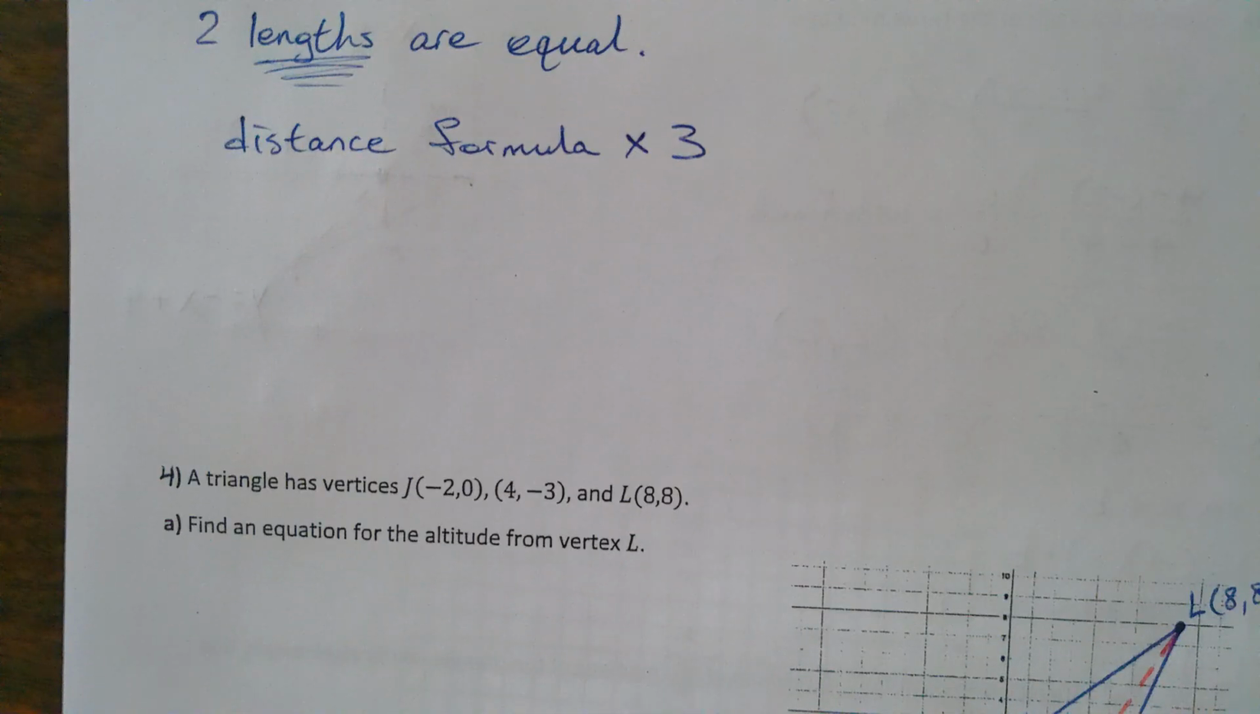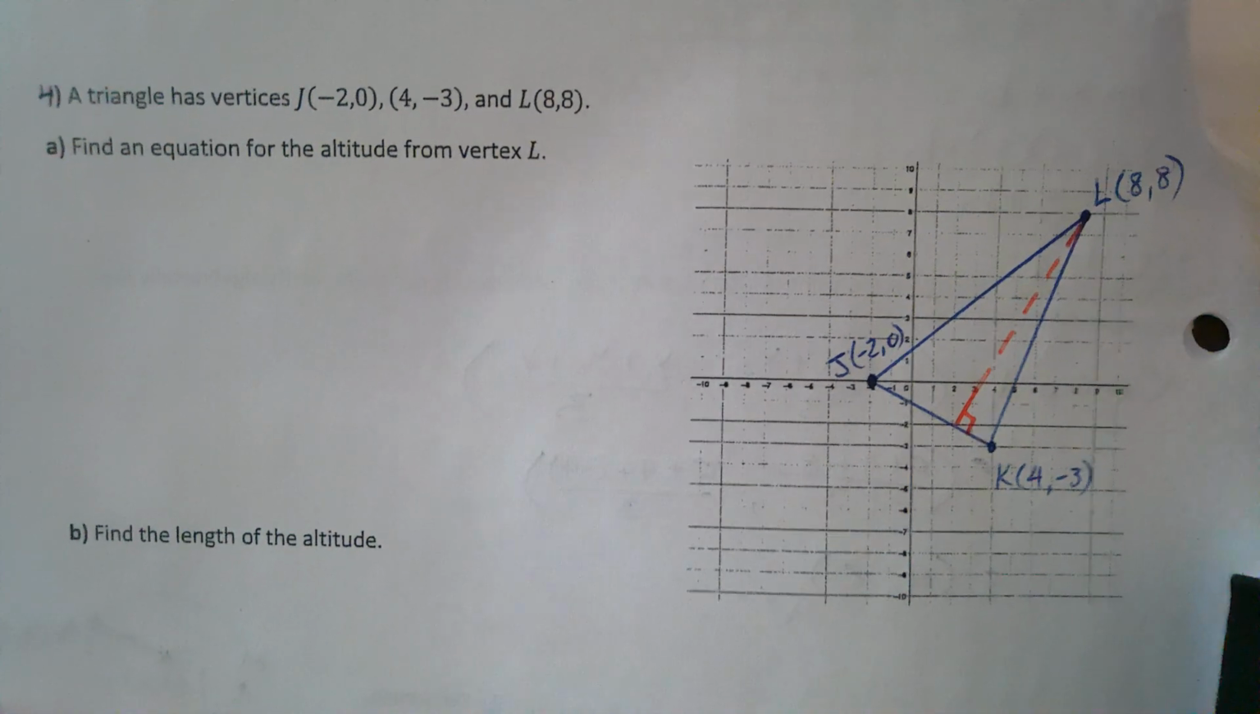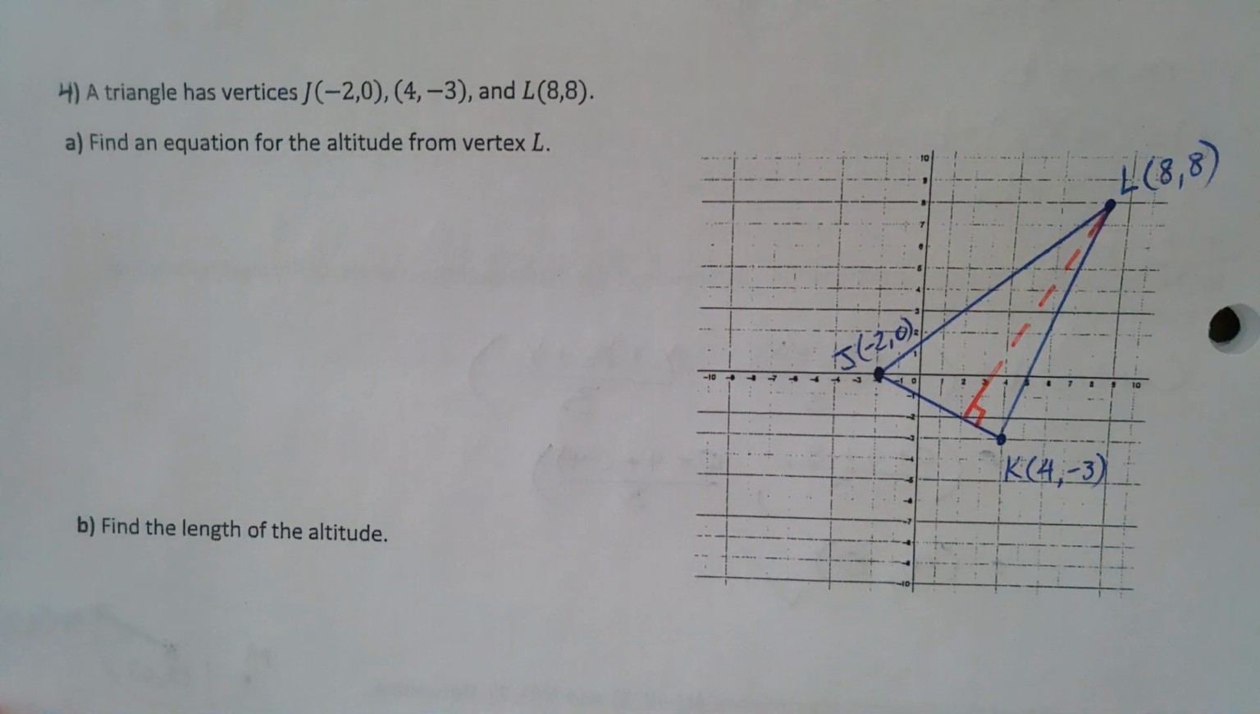Okay. So that's just doing the distance formula. We just did it, so it's fine. Let's do this one. Last question. A triangle has these vertices. Find the equation of the altitude from L.